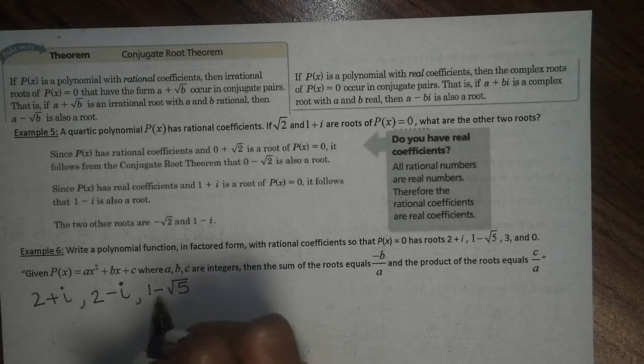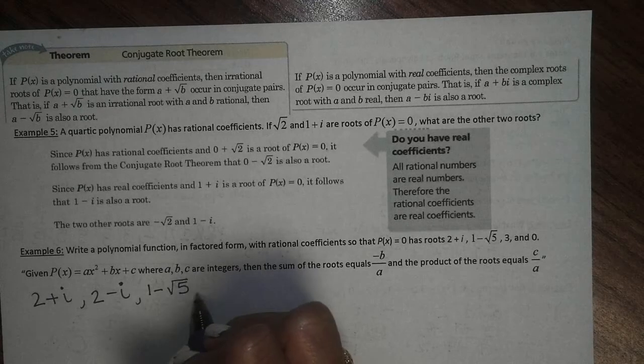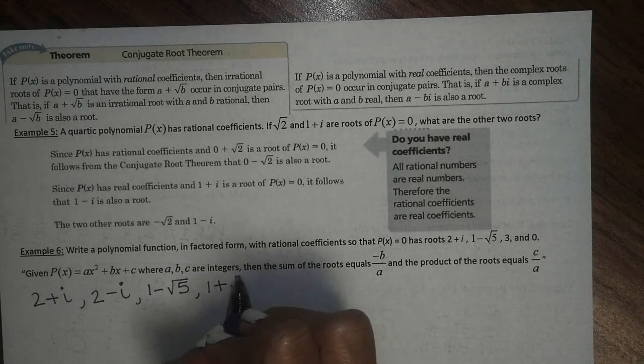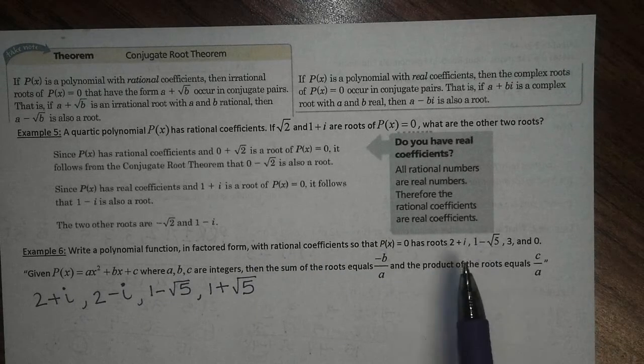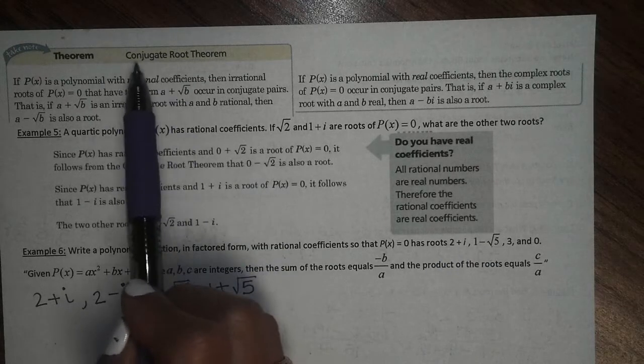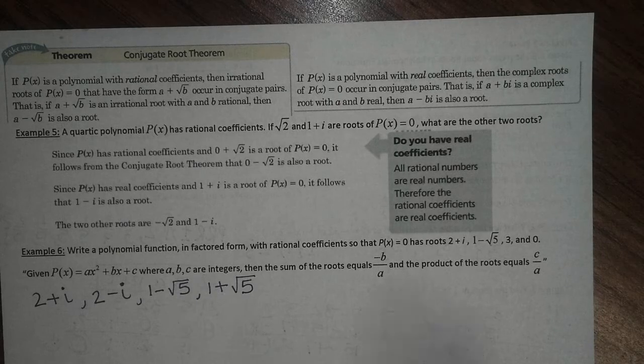So then, since this is another irrational root, that means that 1 plus the square root of 5 is a root. So again, only irrational roots like this or imaginary roots like that happen to fall into this conjugate root theorem. So if an imaginary root is a root, then the conjugate is also a root. If an irrational root is a root, then its conjugate is also a root.